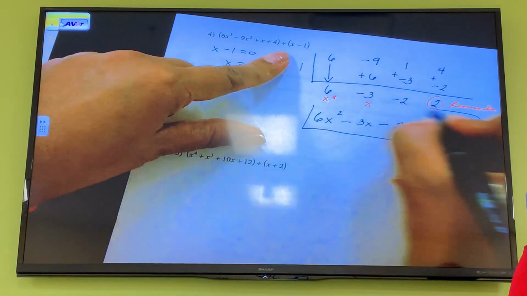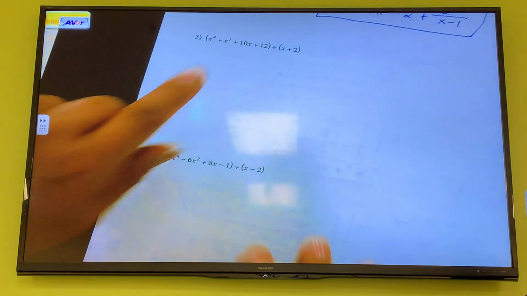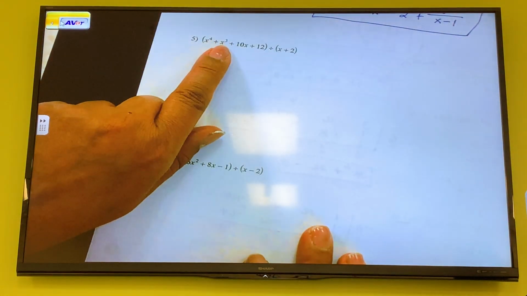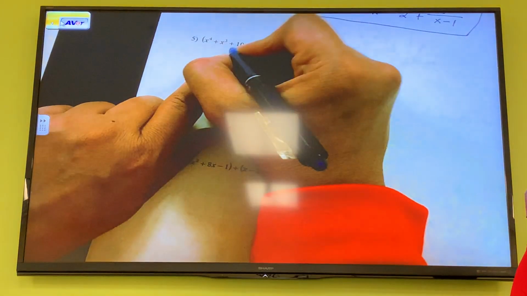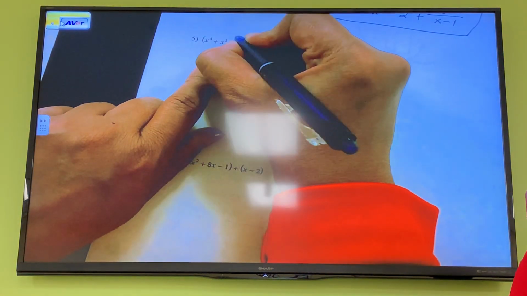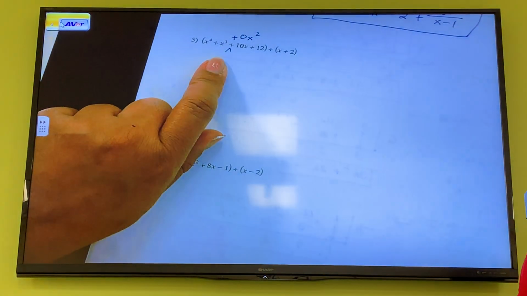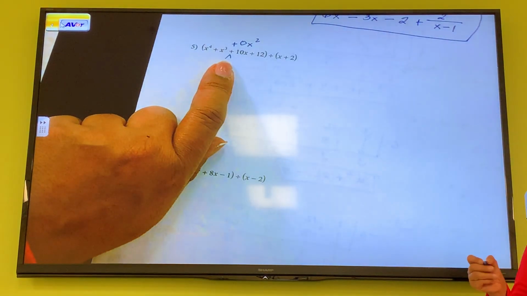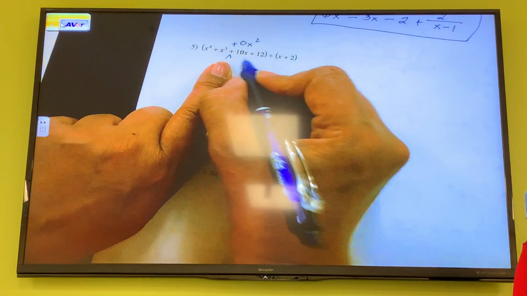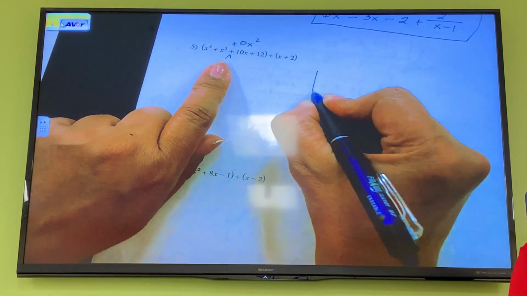Okay. We got 2 more, right? Number 5. You have 4, 3. We are missing the one that has the second power. So that means we're going to have to insert plus 0x squared. We have to make sure that all the terms are represented. Okay, if you're missing some, you put the 0 in it. So then the x and then the 12. So we're ready. So upside down.